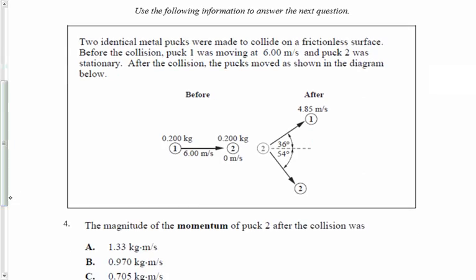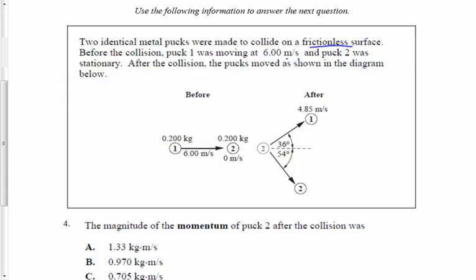All right, next one. 2 identical stationary metal pucks were made to collide on a frictionless surface. What is that telling us? Frictionless surface. We have an isolated system in which no external forces are acting. Puck 1's moving at 6. Puck 2 is at rest. That's all important stuff, but it's also labeled for me on the diagram. After the collision, the pucks moved as shown on the diagram.